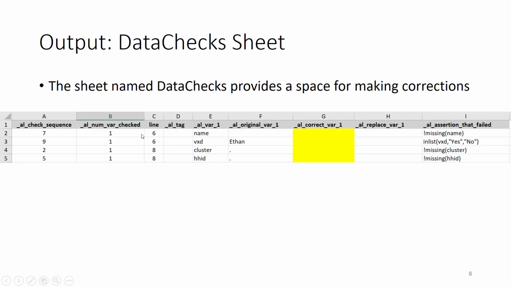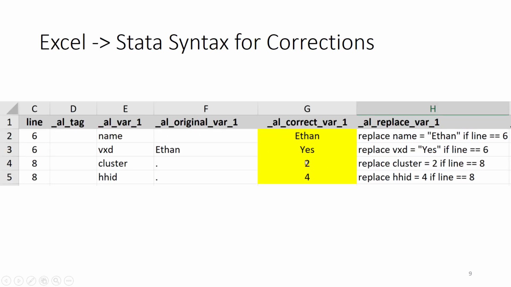And here it's saying, this failed at test number 2, and the cluster was missing. And here's a place where you could type the corrected cluster name, and if you do that, then you'll get Stata syntax here. So in the next slide we see we've typed these corrected values. For row 6, the name shouldn't be missing. In fact, it should be Ethan. And when we type that in there, then the spreadsheet populates this with Stata syntax that we can use later.